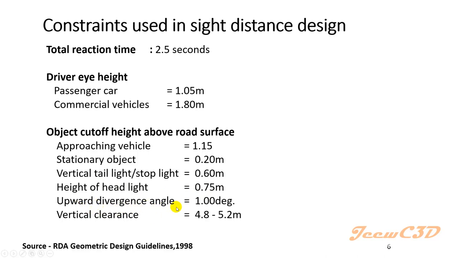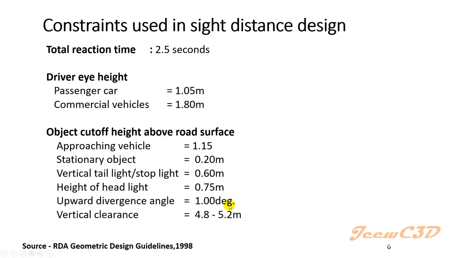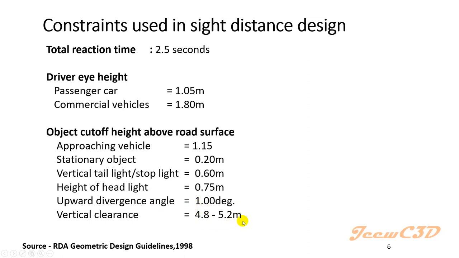The upward divergence angle that should be useful for this situation is taken as 1 degree. And the vertical clearance height is taken as 4.8 to 5.2 meters, depending on the road. If it is a local road such as a B-class road or a C-class road, we take it as 4.8 meters. If it is an important road such as an expressway or an A-class road, you might take it as 5.2. So that is the criteria we encounter in sight distance design.